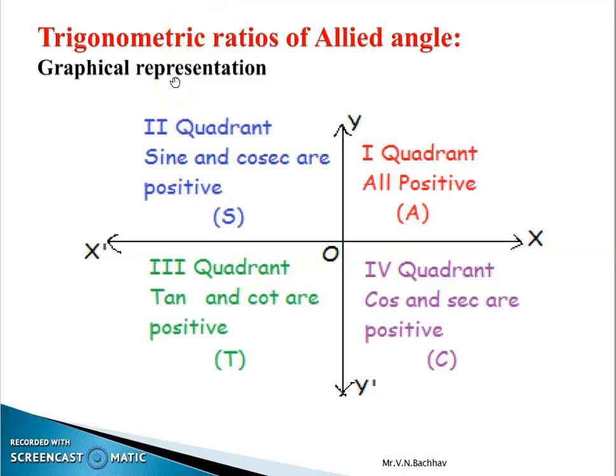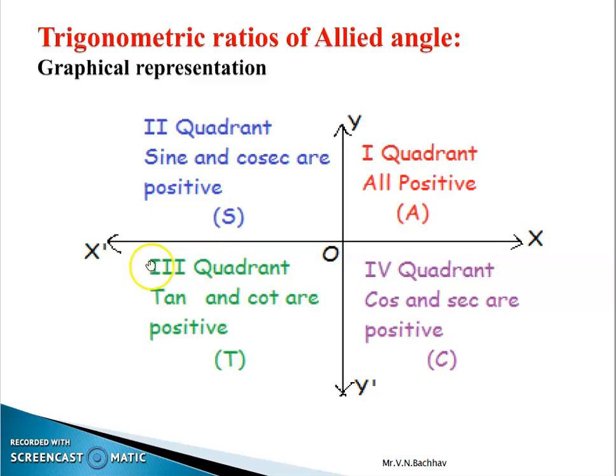Now to see the graphical representation, recall and remember this slide. Here is a two-dimensional coordinate system: XOX dash, YOY dash. Plane XOY is called the first quadrant. In the first quadrant, all trigonometric ratios are positive. That means sin theta, cos theta, tan theta, cot theta, sec theta and cosec theta are positive.